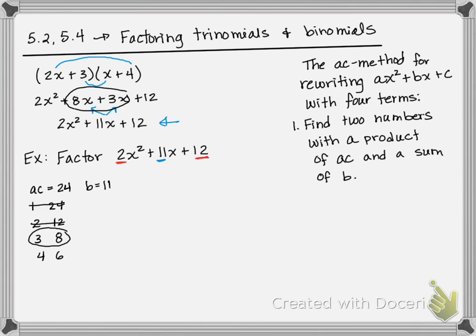So now we're going to rewrite it as ax squared, so the first term does not change, and then something x plus c, the last term does not change. These two coefficients are the numbers found in step 1.